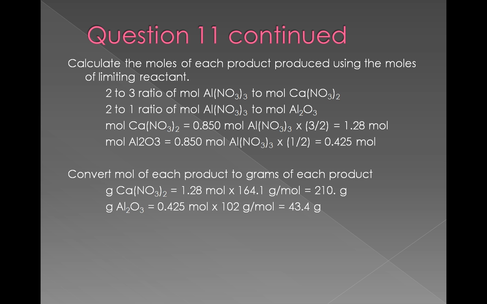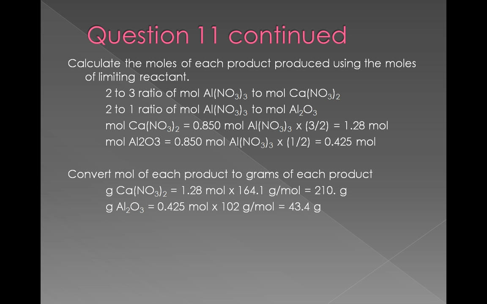Since there is a 2 to 3 ratio of the moles of aluminum nitrate to the moles of calcium nitrate, and there's also a 2 to 1 ratio of the moles of aluminum nitrate to the moles of Al2O3. To find the moles of CaNO3, you multiply the 0.850 moles of aluminum nitrate by 3/2. That gives you 1.28 moles. To find the moles of Al2O3, you multiply 0.850 moles of AlNO3 by 1/2. That gives you 0.425 moles.